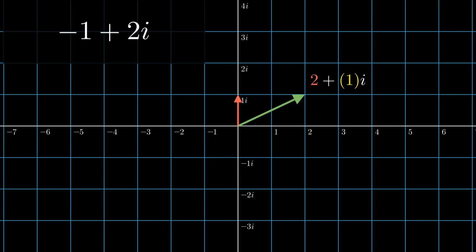If we graph the number as a vector on the complex plane, I want you to notice something. The new negative 1 plus 2i and the 2 plus i have a 90-degree angle between them. But why is that even interesting?